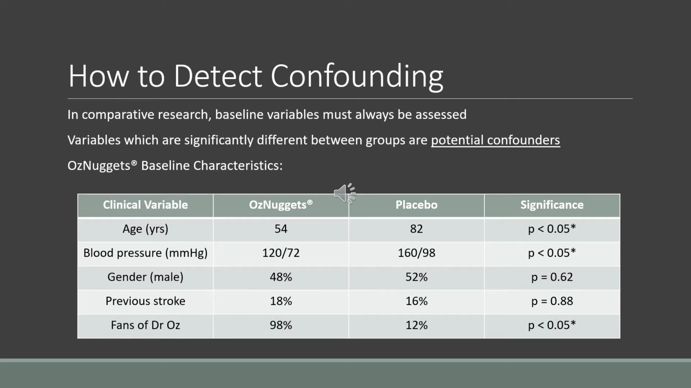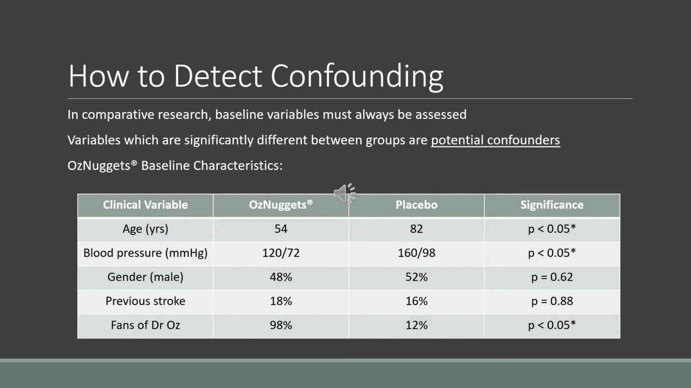And we also need to look at variables which are significantly different between the groups. So if a variable could be associated with the outcome, but there's even numbers in both groups and they're well matched, then that probably won't affect the results because it's evenly matched in both groups. But if variables are both potentially confounding and significantly different, then we need to look at them in more detail.